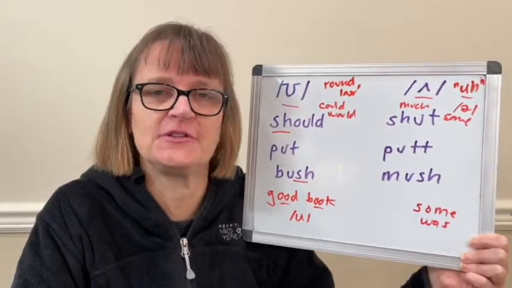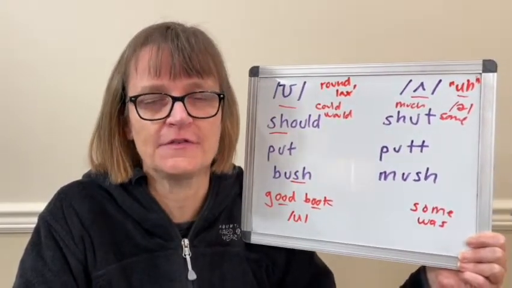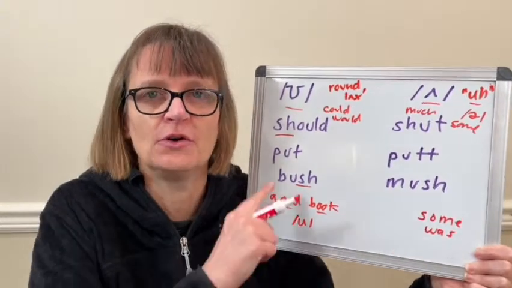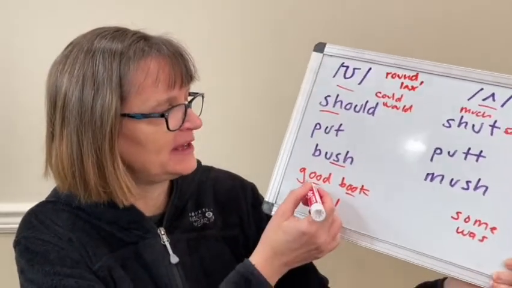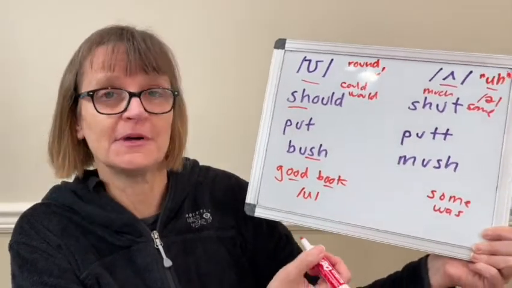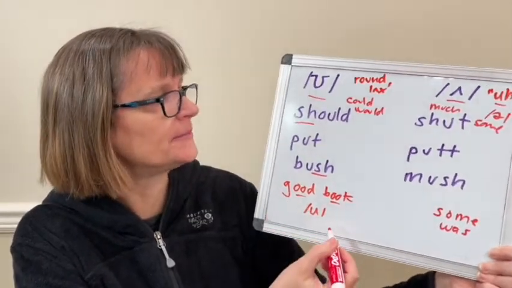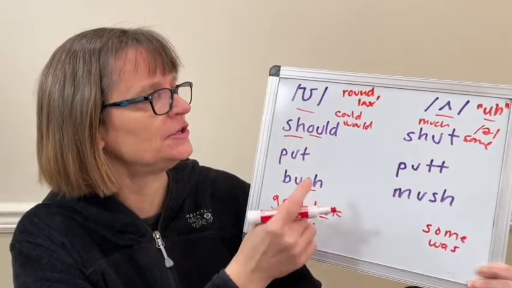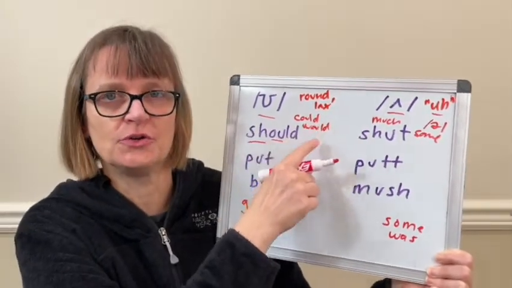So let's talk about these two vowel sounds. They're often spelled with letter U. The vowel is also often spelled with OO, not often, but in certain words like good and book. It can also be spelled with OU, like in should, could, or would.